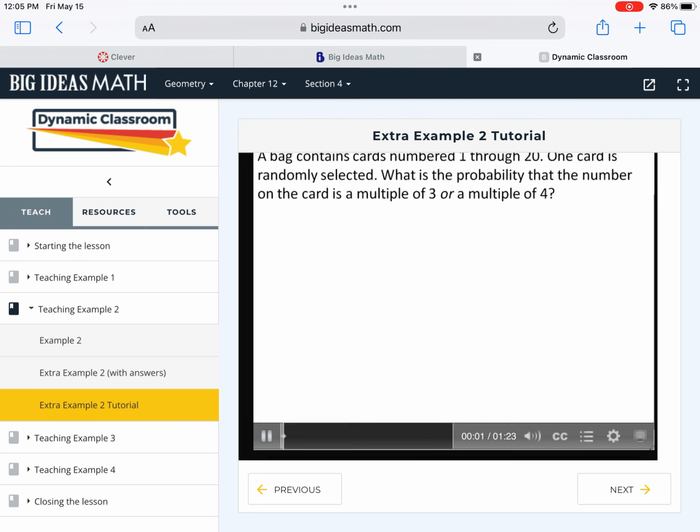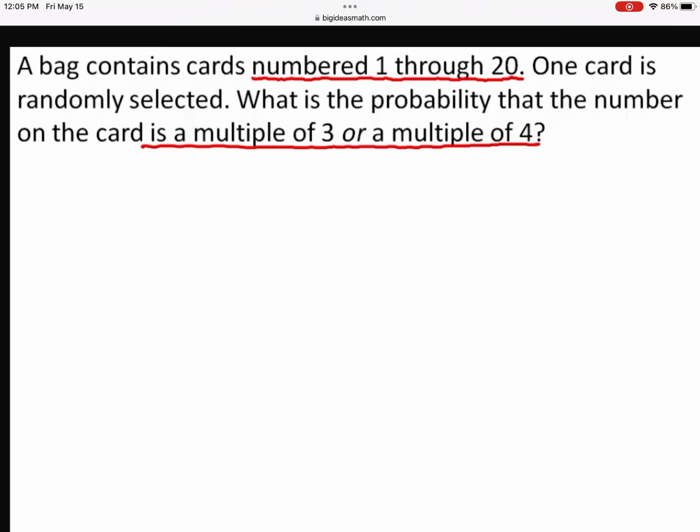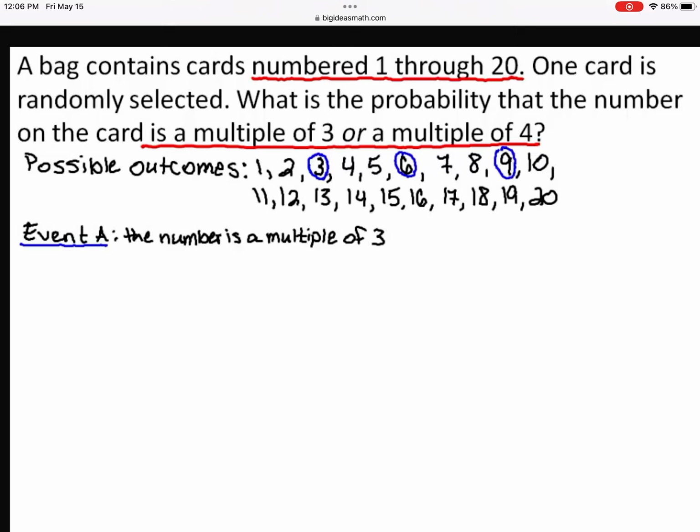A bag contains cards numbered 1 through 20. One card is randomly selected. What is the probability that the number on the card is a multiple of 3 or a multiple of 4? Because the cards are numbered 1 through 20, there are 20 possible outcomes. Let event A be the number is a multiple of 3. Of the 20 possible outcomes, the ways in which event A can occur are for the number to be 3, 6, 9, 12, 15, and 18.